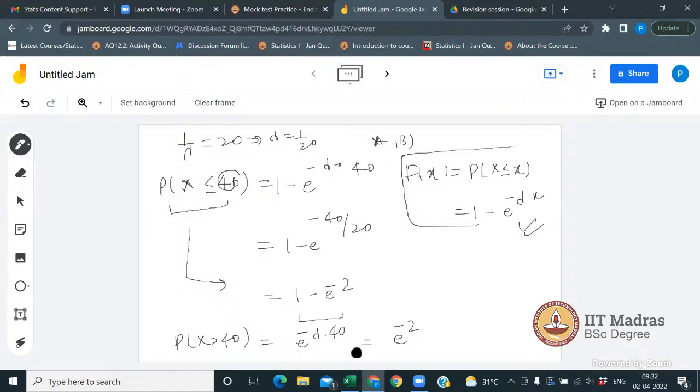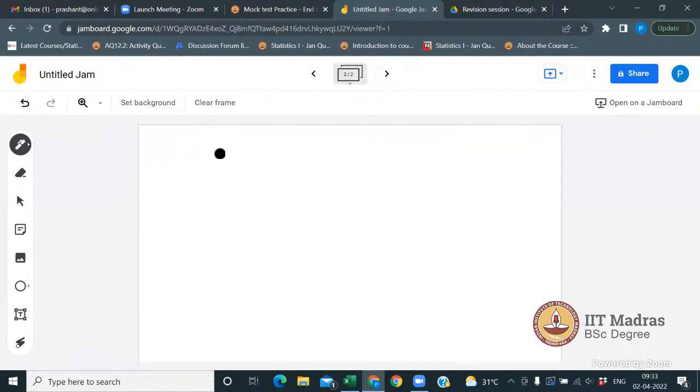Okay. That means, see, what will be this? Means first player is playing less than 40, second will play for greater than 40 minutes. This is the one case. Suppose A is playing less than 40 minutes, and B is playing more than 40 minutes. It is the first case.